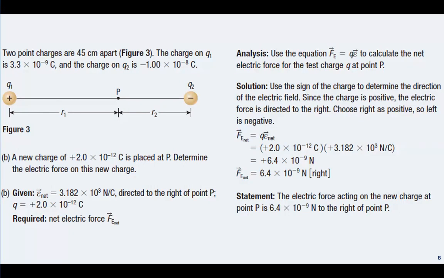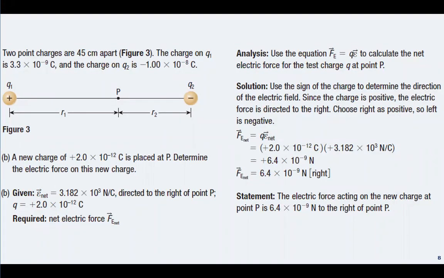So the final statement is: the electric force acting on a new charge at point P is 6.4 times 10 to the power of -9 newtons to the right of point P. Any questions? No?